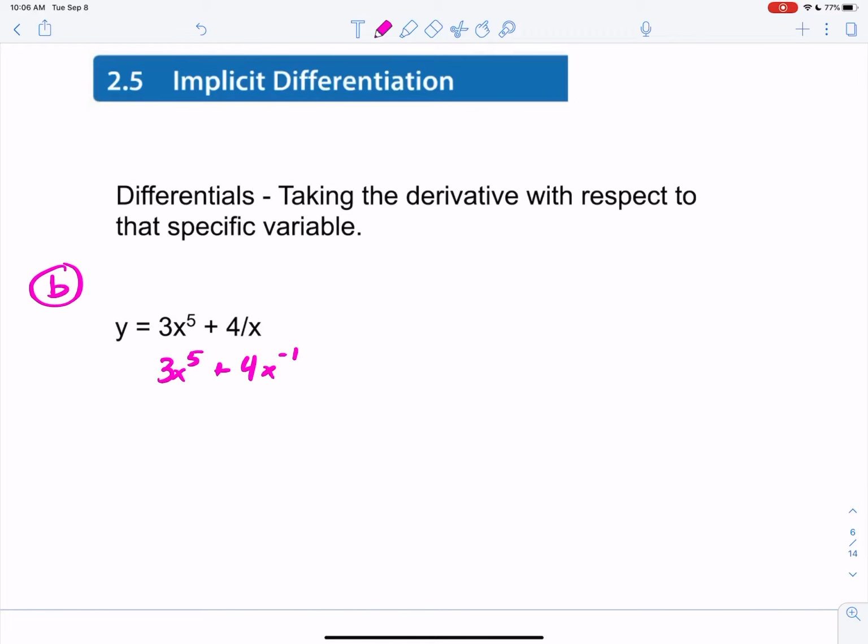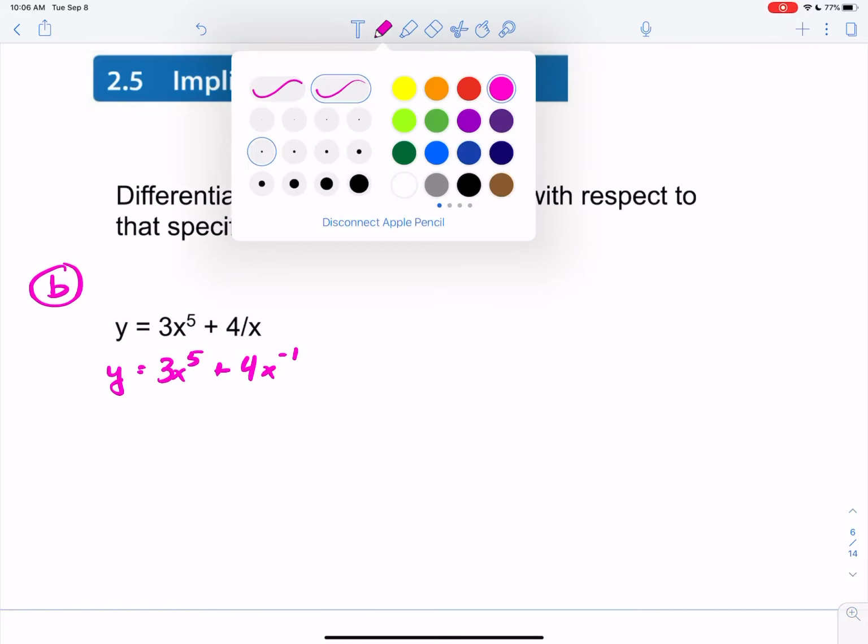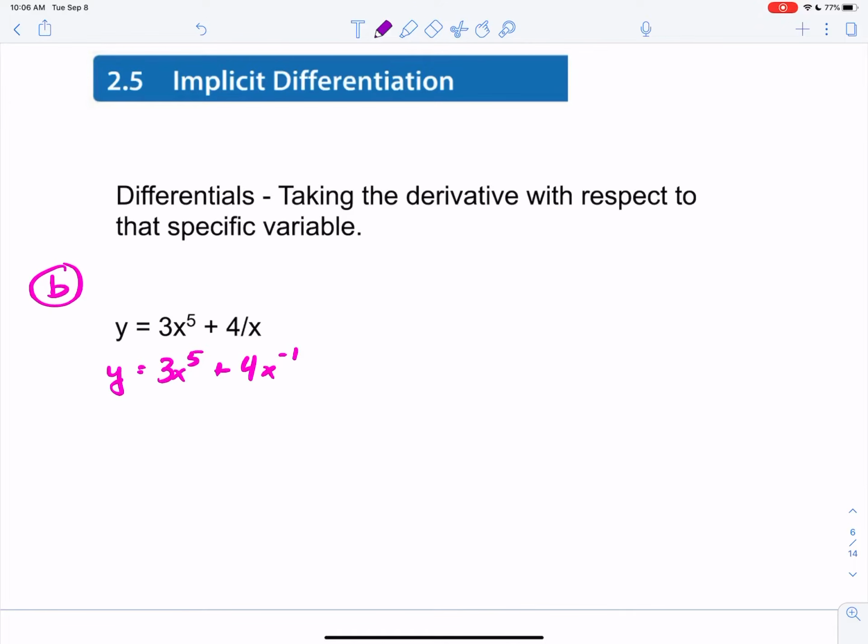Okay, now this is not the derivative, so I'm going to call this y. Okay, now that everything's in place, I'm going to take the differential. The differential of y is just 1 with respect to y.